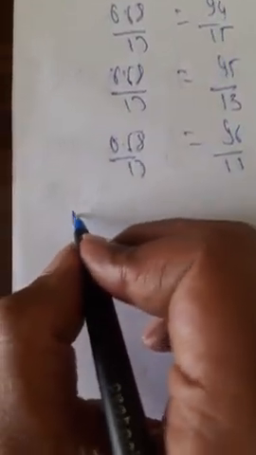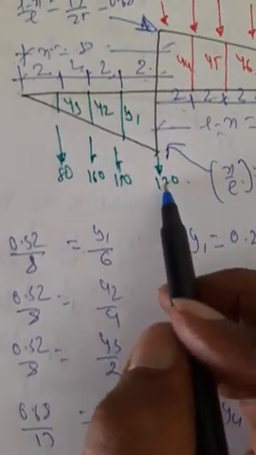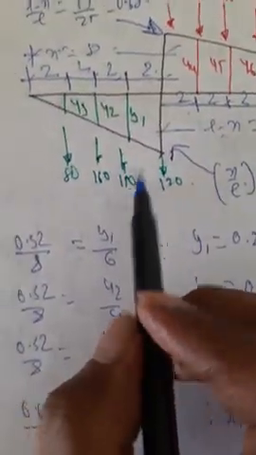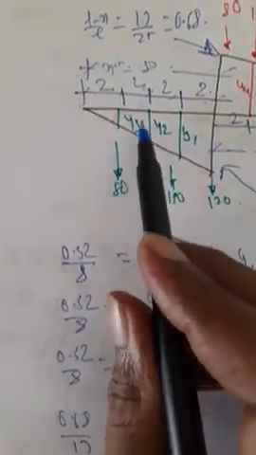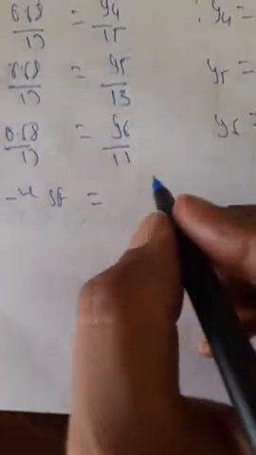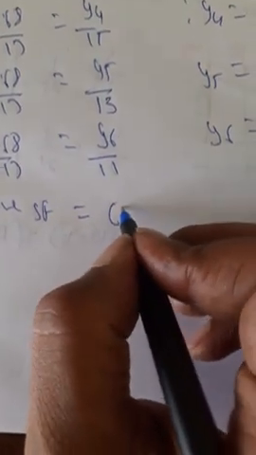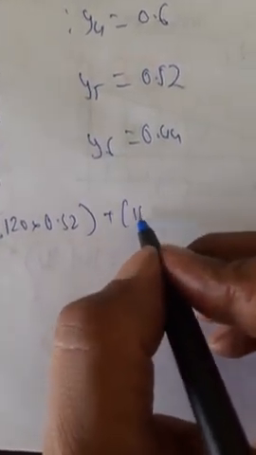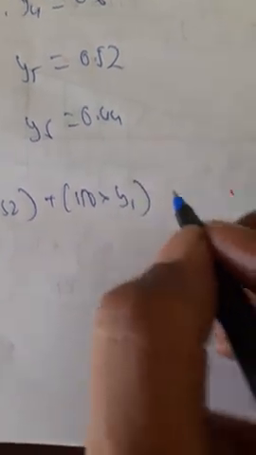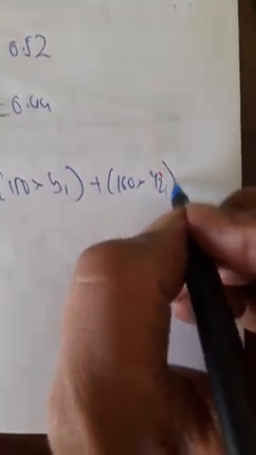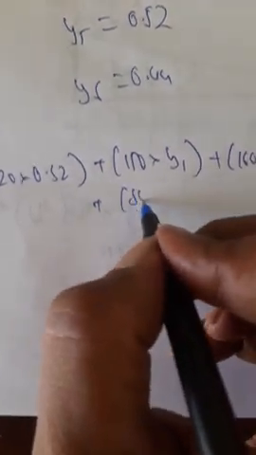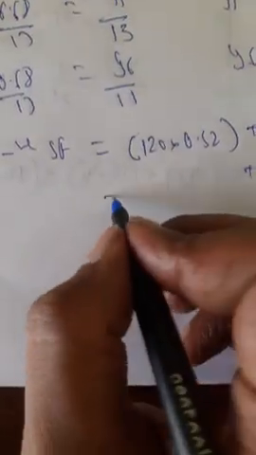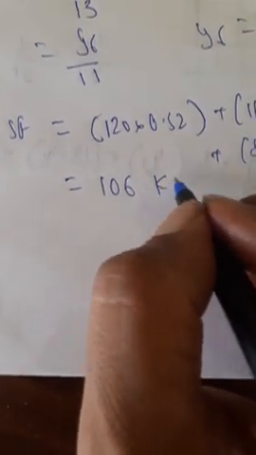Now let us calculate the maximum negative shear force. It is given by load into ordinate: 120 into 0.32 plus 150 into y1 plus 160 into y2 plus 80 into y3. So I can write 120 into 0.32 plus 150 into y1 plus 160 into y2 plus 80 into y3. Solving this, you have the answer 106 kilonewtons.